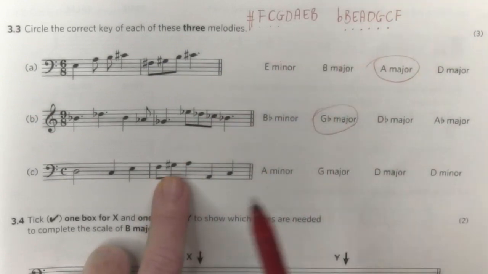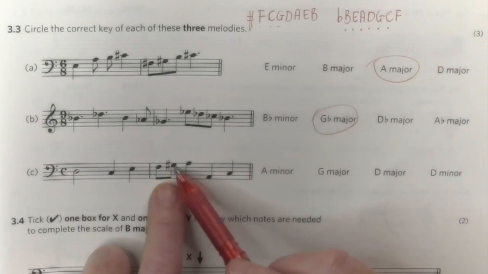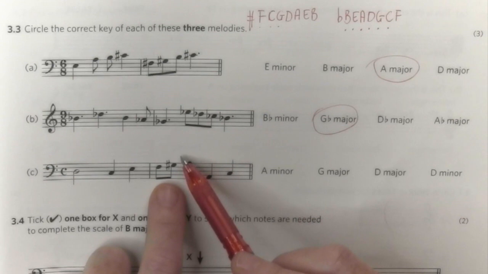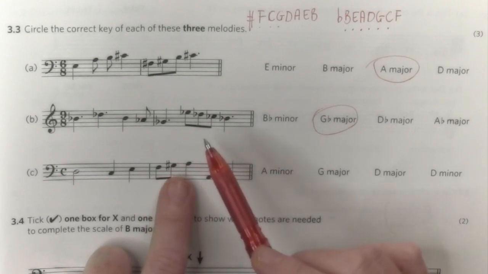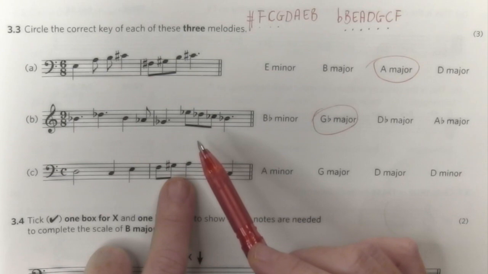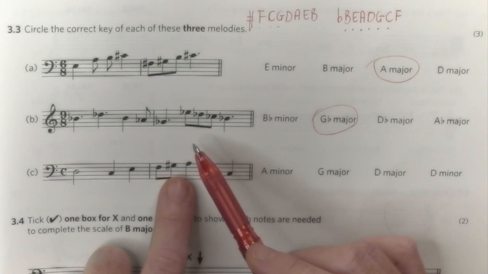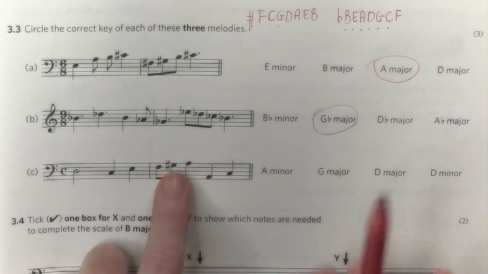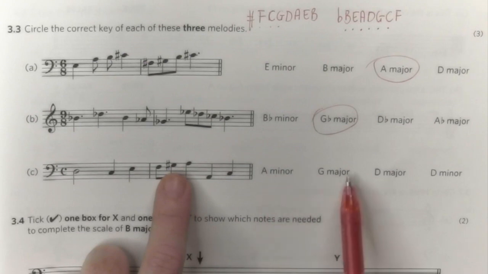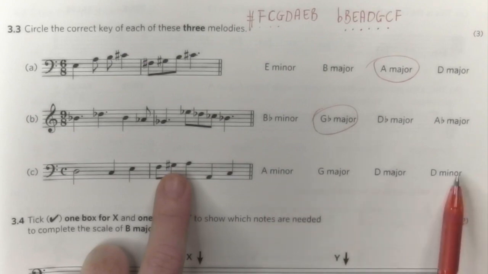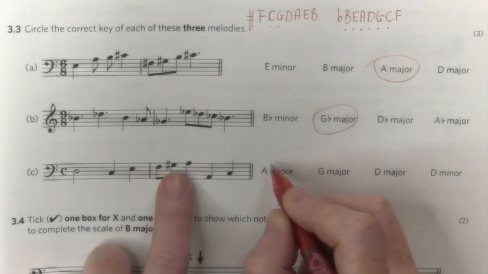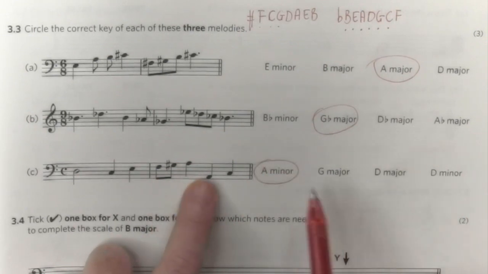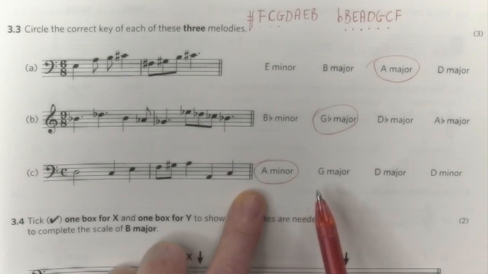Now, if G is the leading note, the tonic is one semitone above. So from G sharp, we would have A, la. A minor is the relative minor of C major, and C major has no sharps, no flats in the key signature. So this is very likely to be correct. Let's see our options. A minor, here it is, G minor, D major, and D minor. Okay, let's exclude the other ones. I circle this, first of all, because I think that this is correct, but let's exclude the other ones.